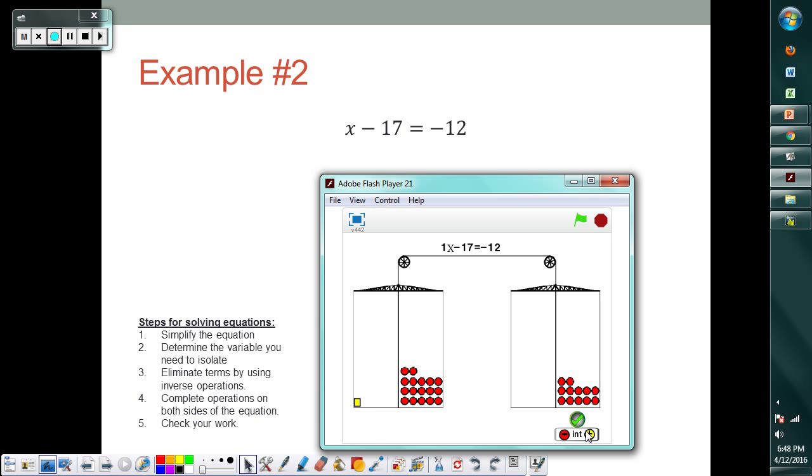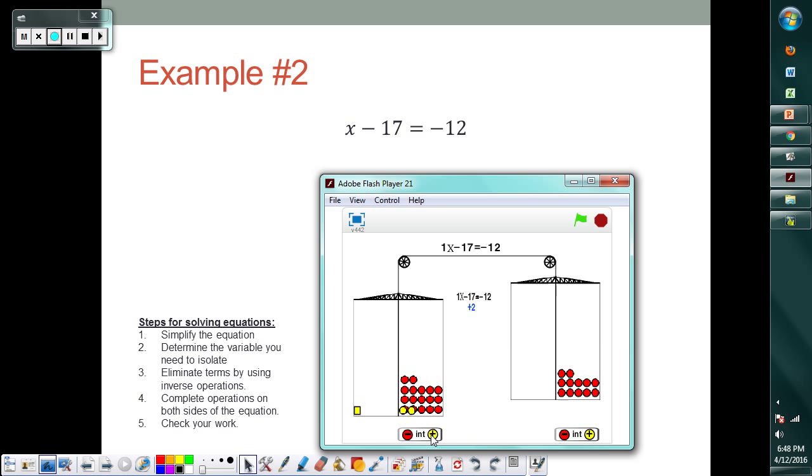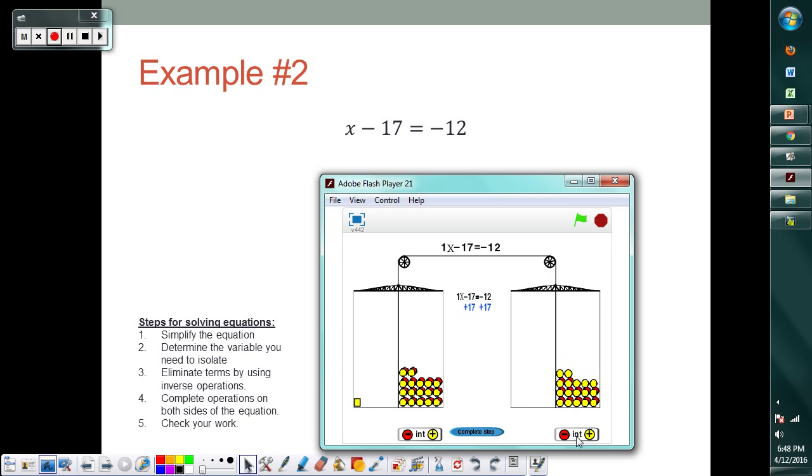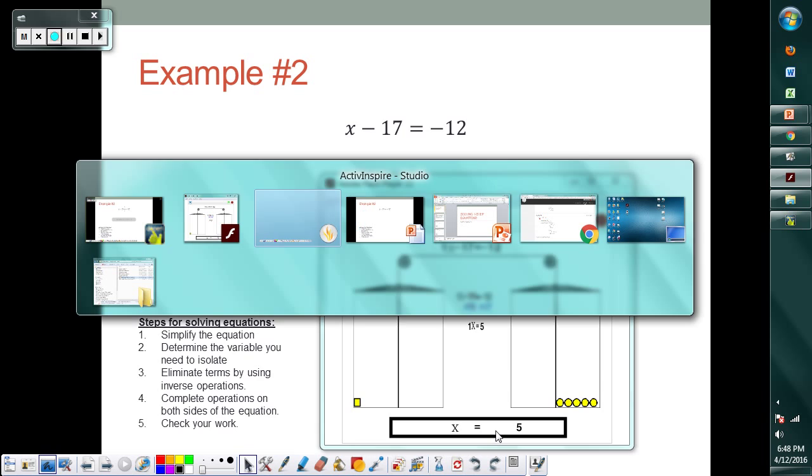If you go too far like I just did, let's go back and fix it. No more terms, and I'm ready to start working. Again, I'm going to add 17 positives to cancel out so I can get my x by itself. And then I have to go through and do the same thing to get it balanced back out on my right side. So once it's balanced, I click complete step, and then I see that x is equal to 5.